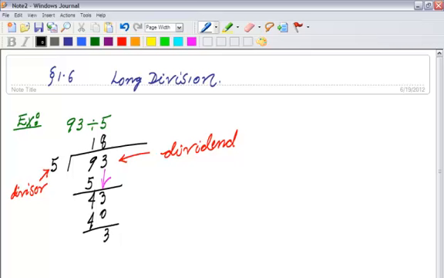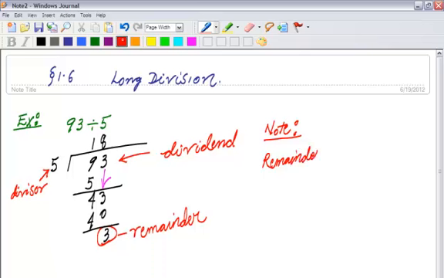And I have no more digits left in my dividend. So this number 3 that I obtained, that's called the remainder. That's called the remainder, and note here that the remainder is less than the divisor.